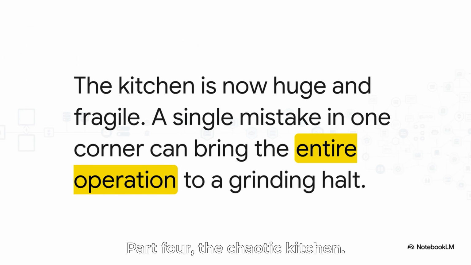So, our pizza empire is massive now, but we've slammed into another wall. Part 4, the chaotic kitchen. That one big kitchen, that monolith we started with, it's now a gigantic, sprawling, chaotic mess. You've got dozens of chefs all trying to do everything, and they're constantly tripping over each other. And worse, it's super fragile. If one person messes up the dough recipe in one corner, it can ruin the dough for the entire operation, grinding everything to a halt.